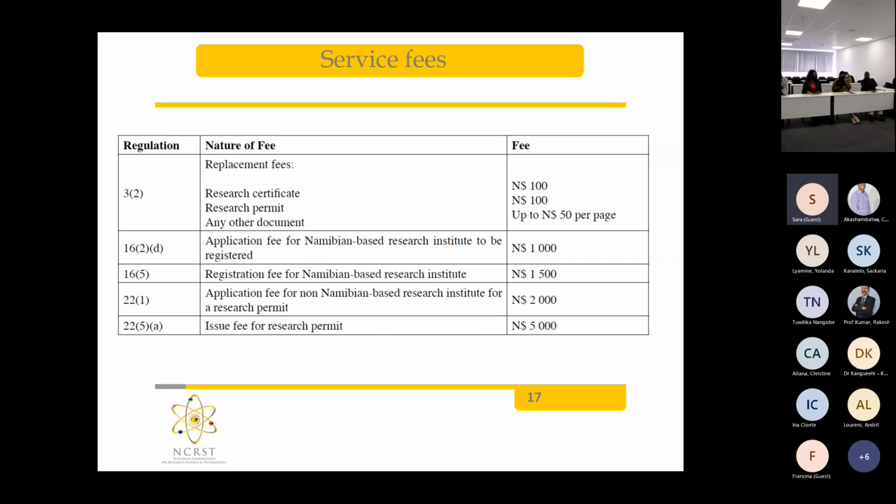Any further questions? Can you share a permit? Or can you have the same certificate or the same permit if you are sharing? So the question is, is it possible to use one permit for different individuals that are doing similar research?